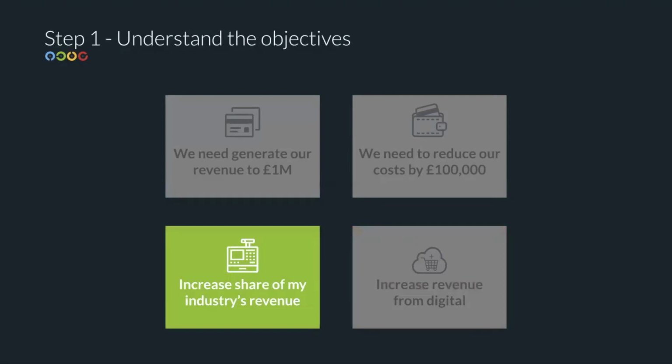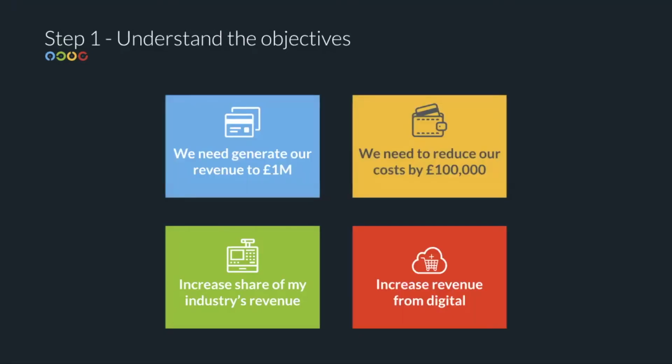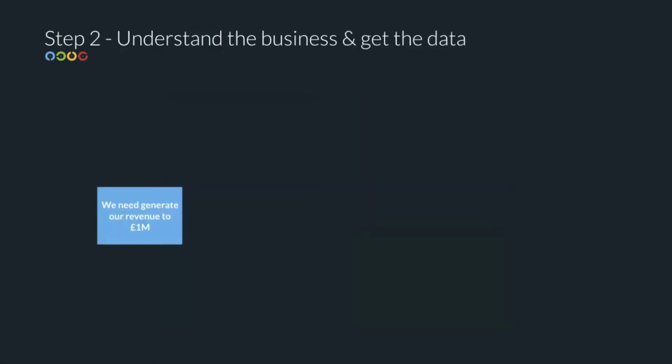Or finally, it might be growing the share of the market that you're already in, so increasing your revenue within your industry. So in that example, you might see a decline in profits because you're buying an audience, but overall you're looking to move from maybe third or fourth in the market to second or first or top of the market. In the example we're going to look at now, we're going to look at us generating our revenue to £1 million.